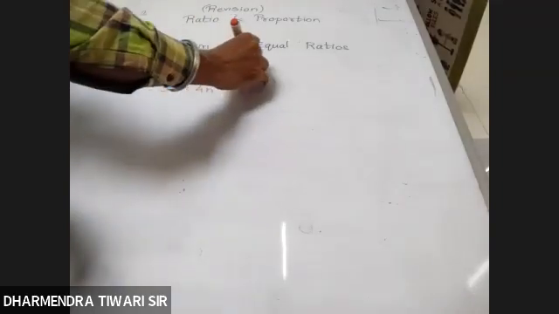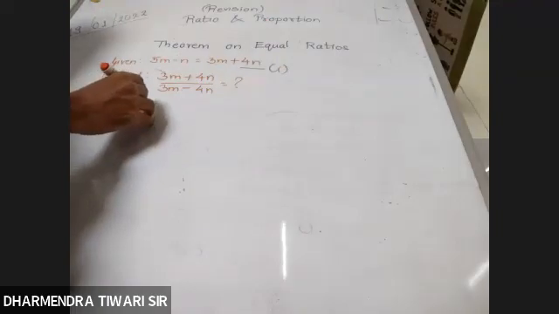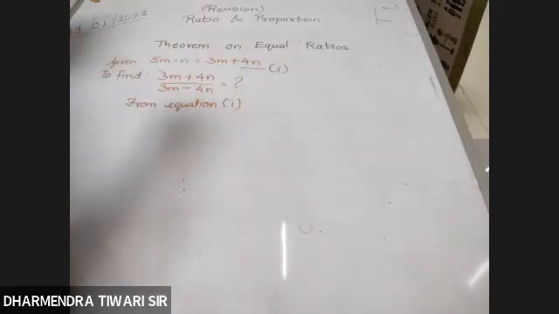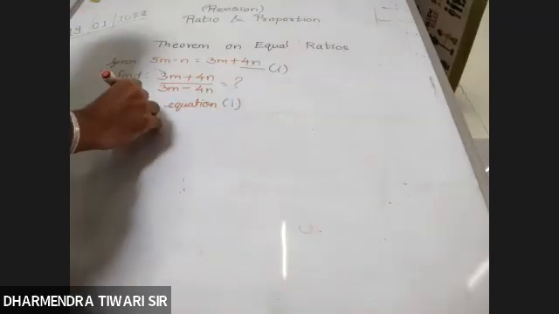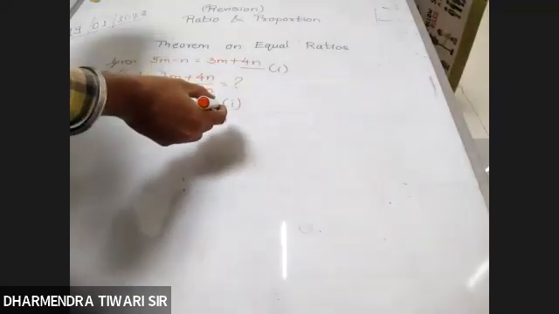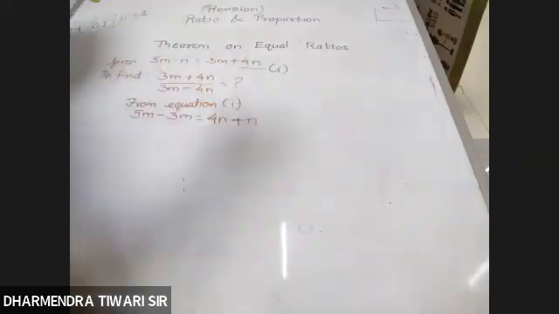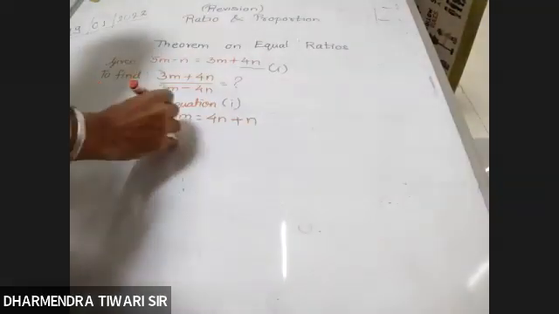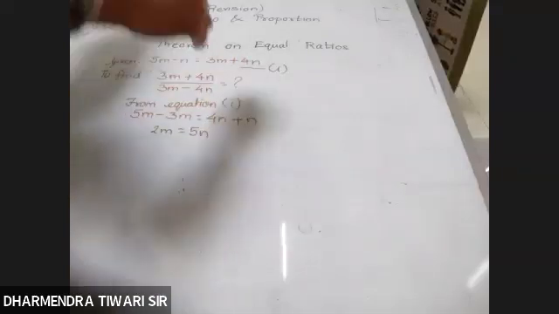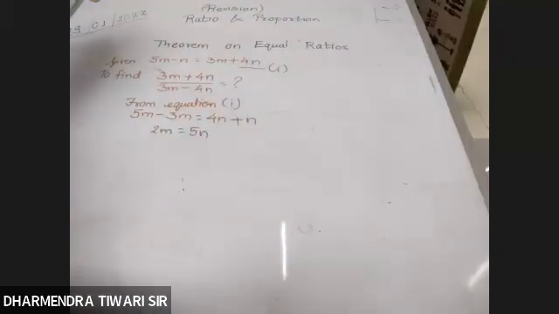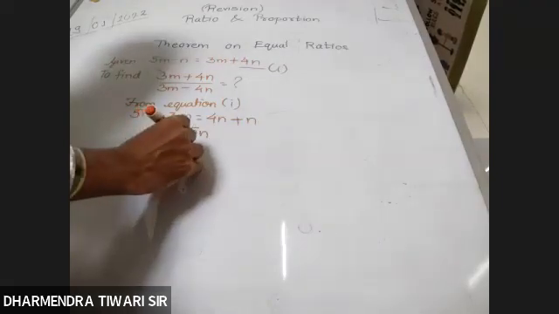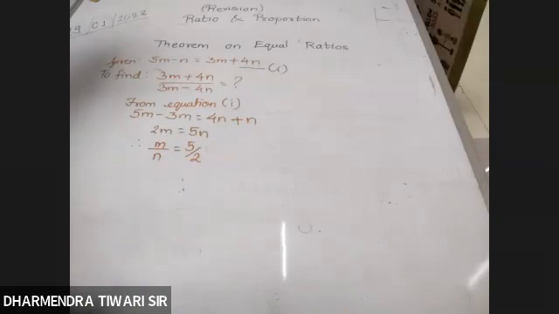From this equation, from equation one, just take all the terms of M together, that is 5M minus 3M is equal to 4N. Taking minus N to the right hand side, it takes a positive sign, so 4N plus N. So 5M minus 3M is 2M, and 4N plus N is 5N. Ultimately we want the value of M by N, so we will take 2 to the right hand side and N to the left hand side. So M by N becomes 5 by 2. Hope you have understood this.